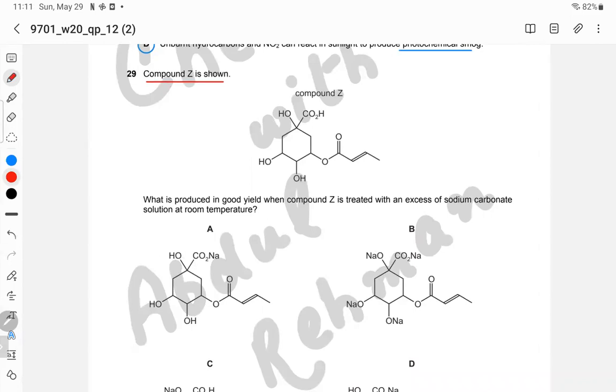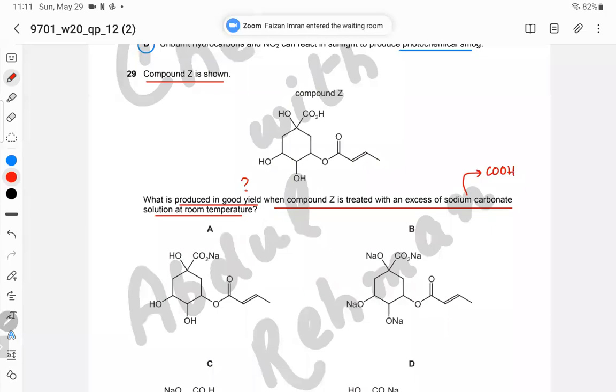Compound Z is shown, and here we have a compound Z. What is produced in good yield when compound Z is treated with an excess of sodium carbonate solution at room temperature? And if you recall that sodium carbonate reacts with only a carboxylic acid group, no other group.